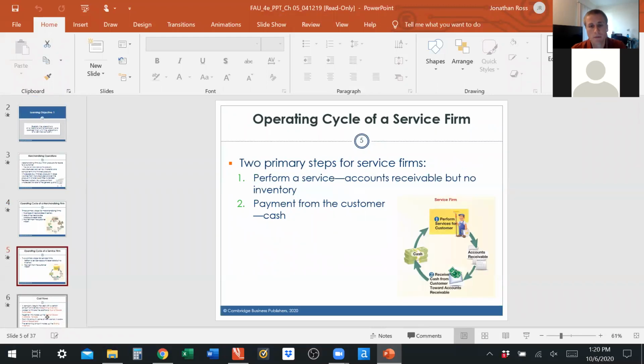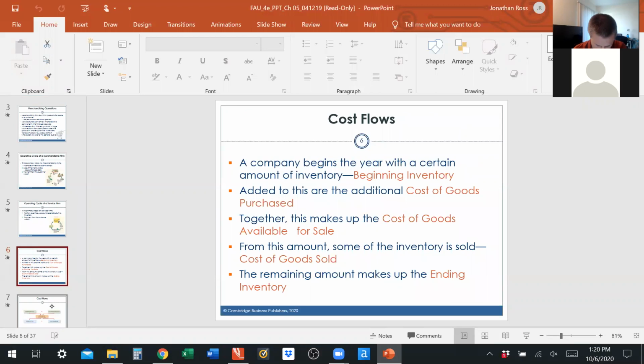For a service firm, they perform a service. There's no inventory. That's the difference. They just perform a service. There's an account receivable with the customer, and the customer pays off the account receivable. But in this chapter, we're talking about things from the perspective of not a service firm, but a retailer where they have inventory.